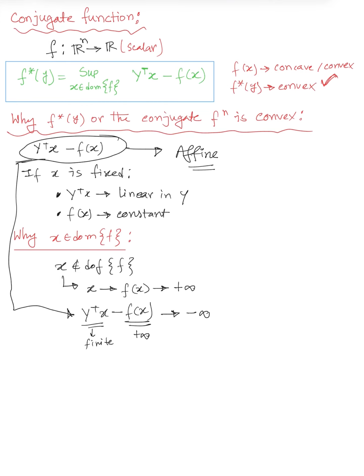So let's see an example of conjugate function. So for that we define f(x) equal to half x transpose Qx, where Q is positive definite.